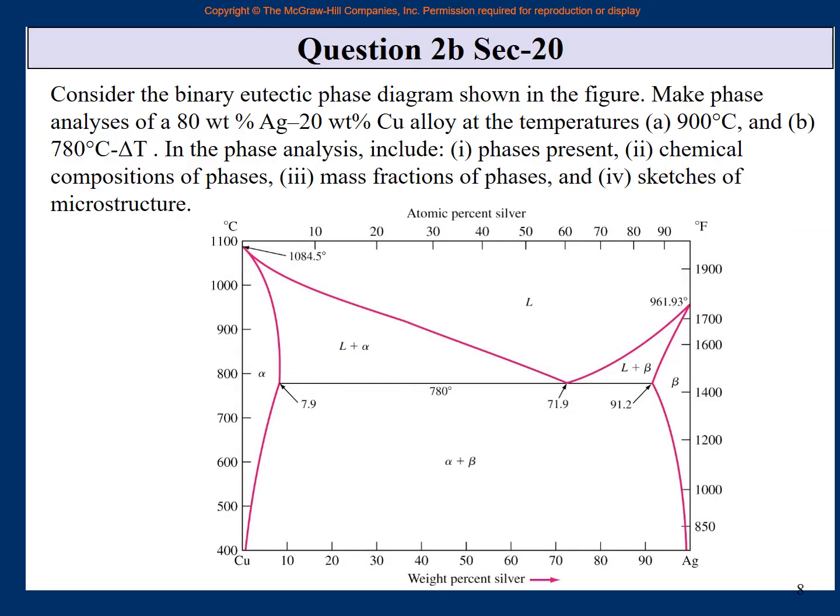Question 2b of the same one. Consider the binary eutectic phase diagram shown in the figure. It is a copper silver diagram. Make phase analyses of an 80 weight percent silver, 20 weight percent copper alloy at these temperatures: at 900 Celsius and at 780 Celsius minus delta T, so just below 780. In the phase analysis, include what the phases present are, what the chemical compositions of the phases are, what the mass fractions of the phases are, and sketches of the microstructure.